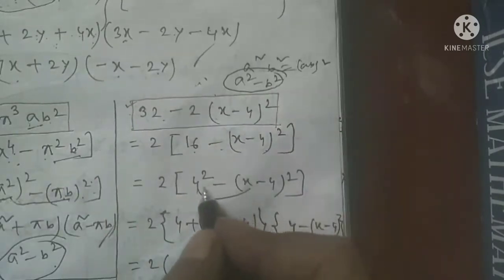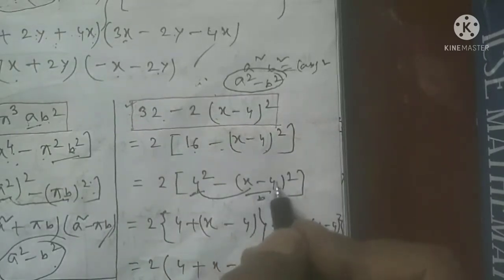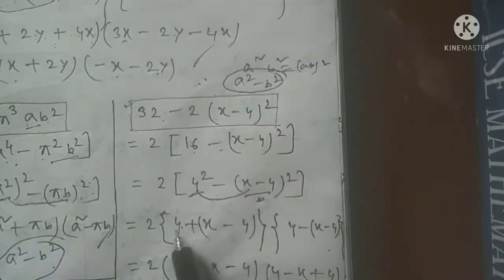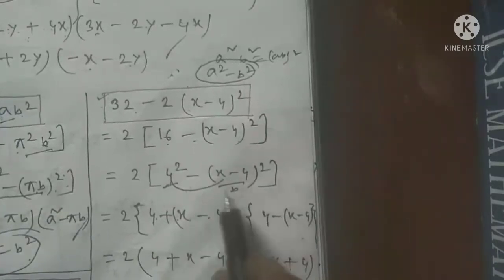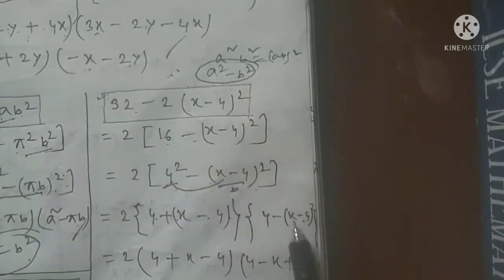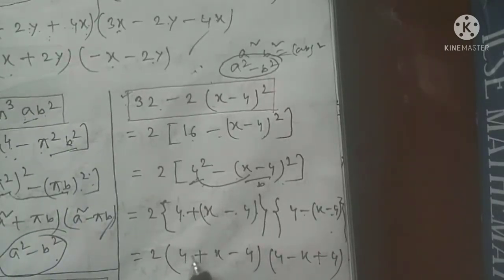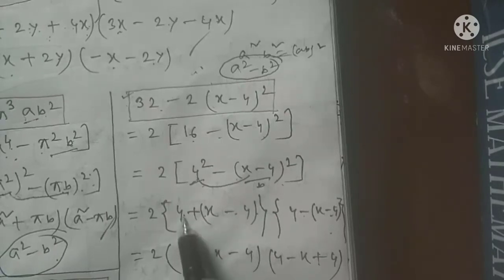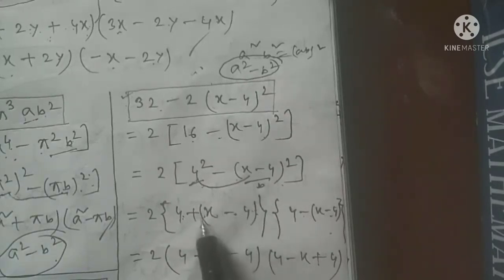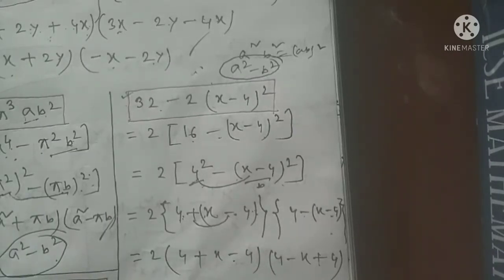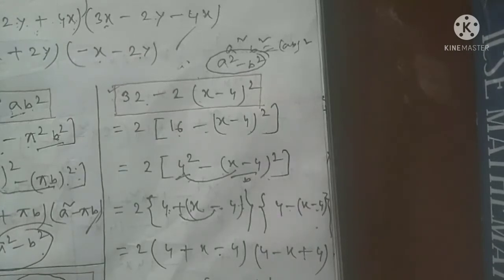Here a means 4 and b means x minus 4. So again you have to write a plus b, that means 4 plus x minus 4, and 4 minus x minus 4. You must write the bracket, because here is minus; without the bracket the math will be wrong. That's why you have to remove the bracket. So 2 is here, and 4 plus x minus 4, because here is plus, so the sign will not change.